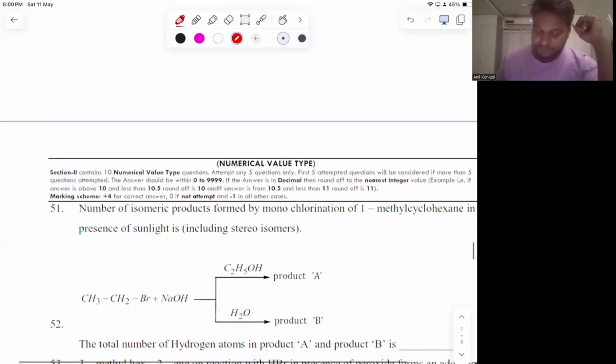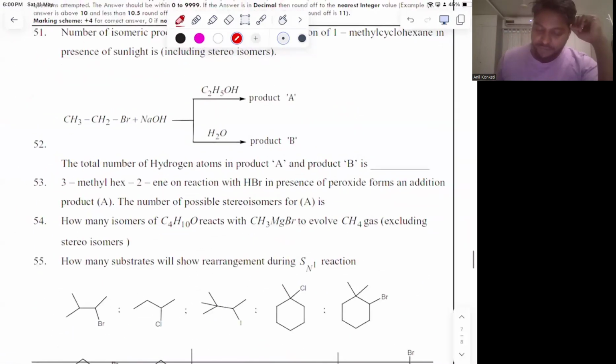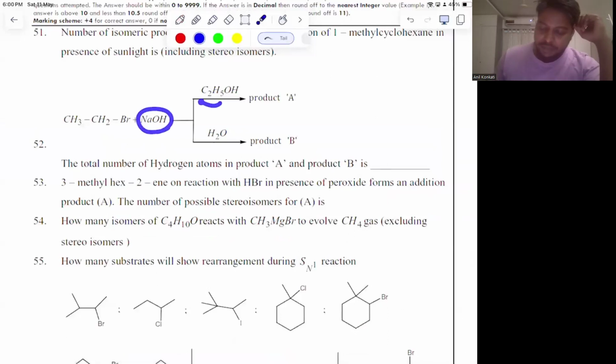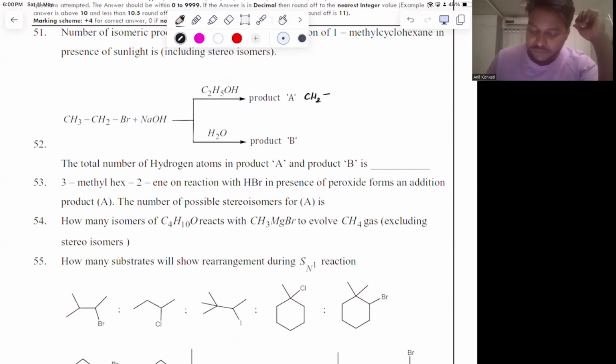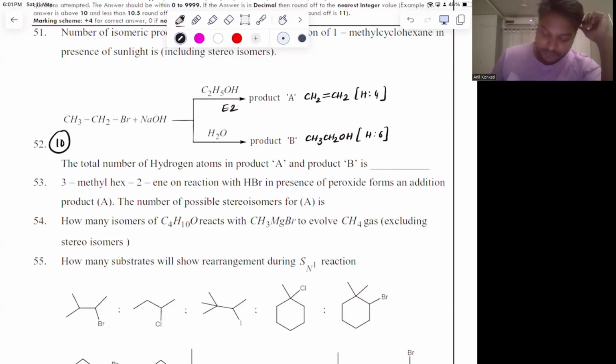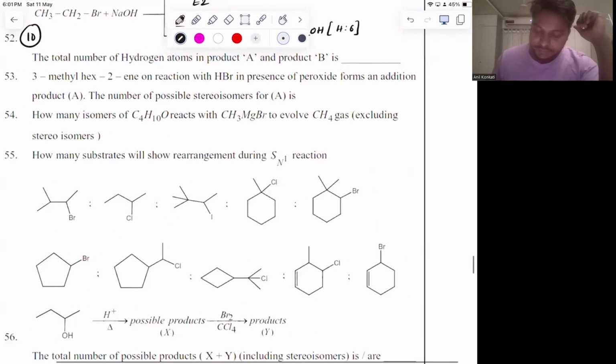Next, 52. This is NaOH in C2H5OH, like an alcoholic KOH or NaOH. Alcoholic KOH usually gives you the elimination product, which will give you this as CH2 via E2. And water will give you the substitution product, which is CH3CH2OH. So the number of hydrogens here is 6, and the number of hydrogens here is 4, which makes it 10. Next.